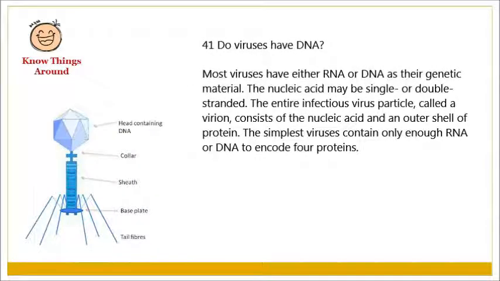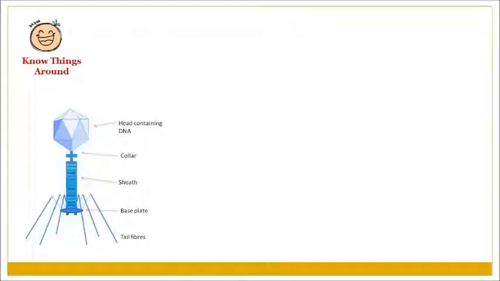Do viruses have DNA? Most viruses have either RNA or DNA as their genetic material. The nucleic acid may be single or double stranded. The entire infectious virus particle, called a virion, consists of the nucleic acid and an outer shell of protein.